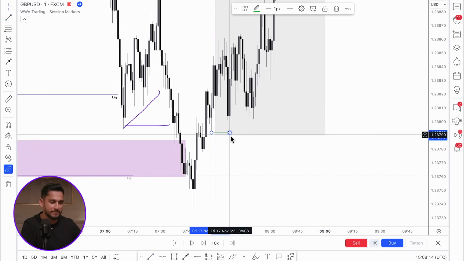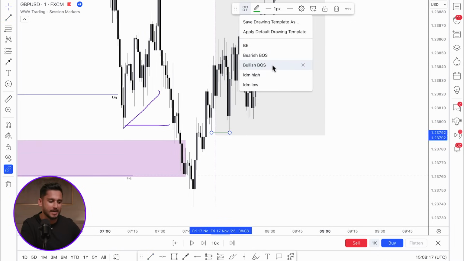This is where people believe M1 is random and noise. I beg to differ. I say M1 reveals everything. M1 is where the details are. And if you can't read M1, you're trading blind in my opinion, because look, this is not random.